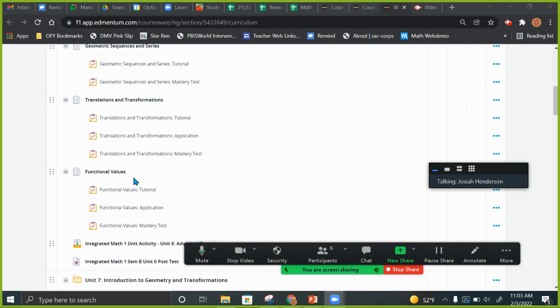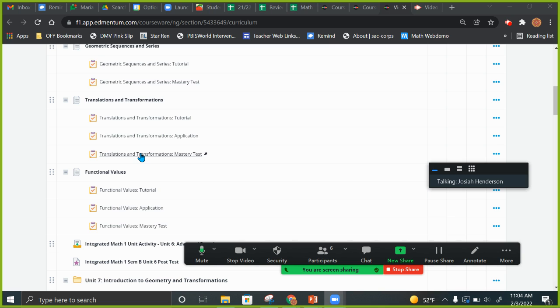Functional values should be a good lesson and topic and mastery test to do after doing the one we're doing today, translations and transformations, because it's basically the same as that, but we're looking at the points and the numbers and not just the graphs themselves. So we'll get to that on Monday.